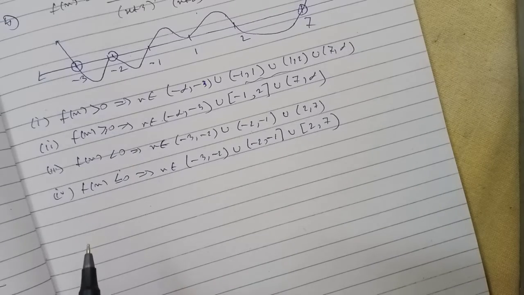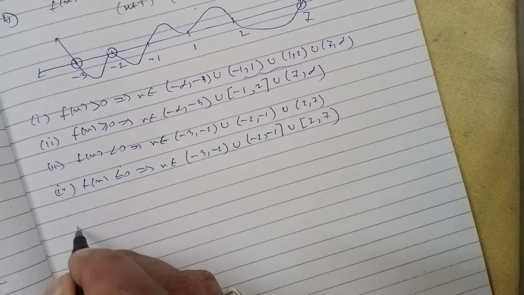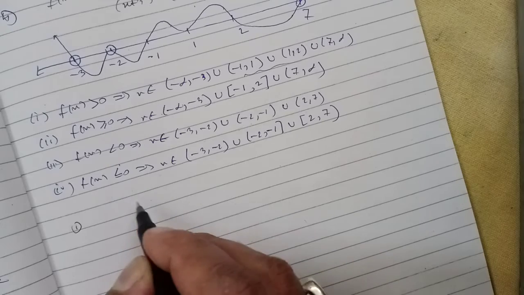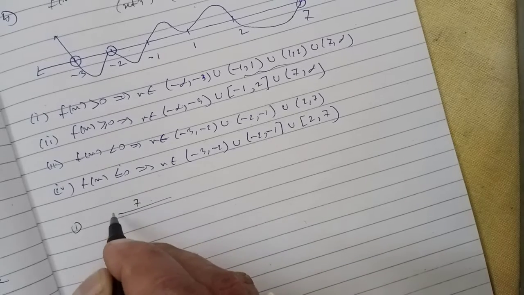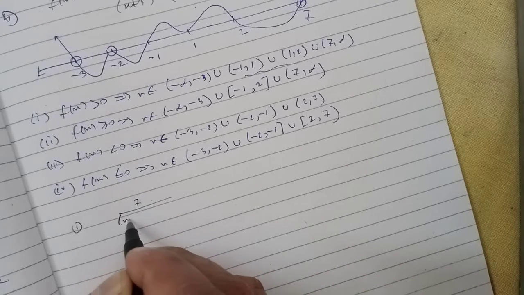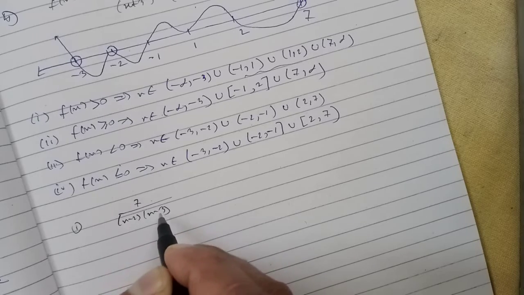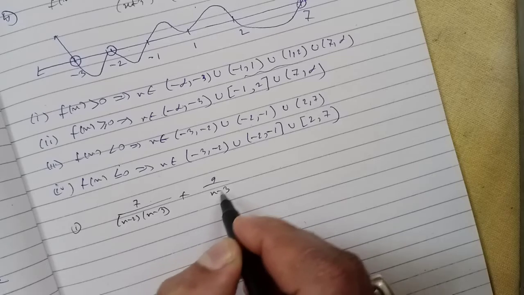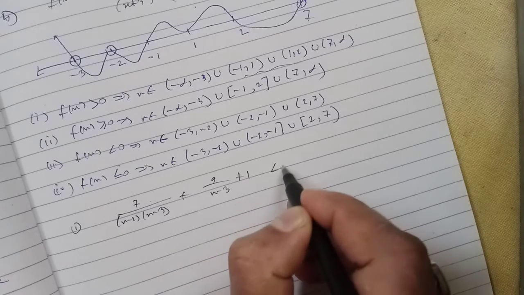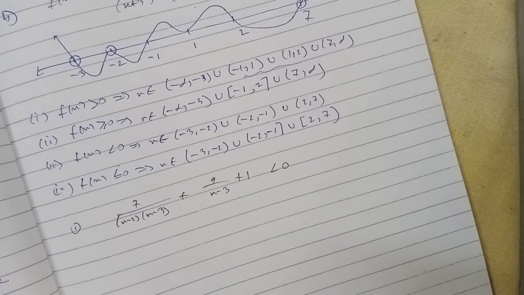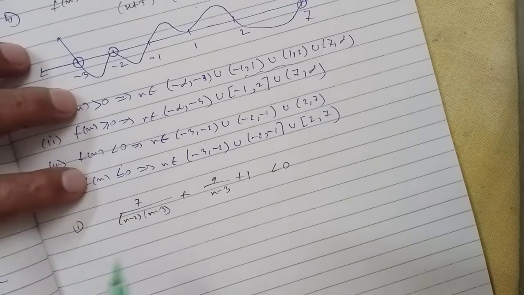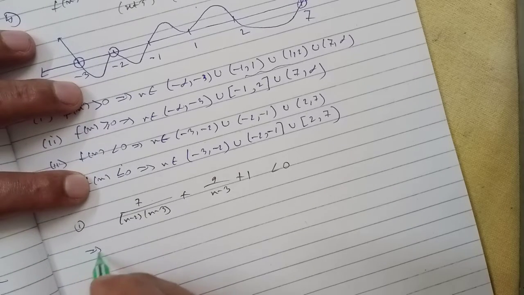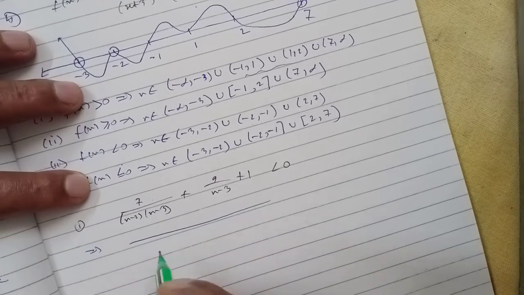Suppose we are asked to solve this inequation: 7 by (x minus 2)(x minus 3) plus 9 by (x minus 3) plus 1 less than 0. First, we have to make this expression a single rational expression. For this, we will proceed in this way.